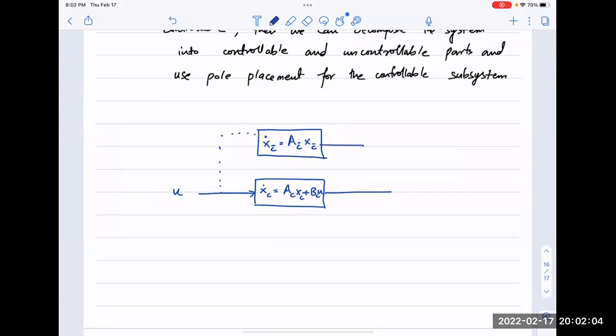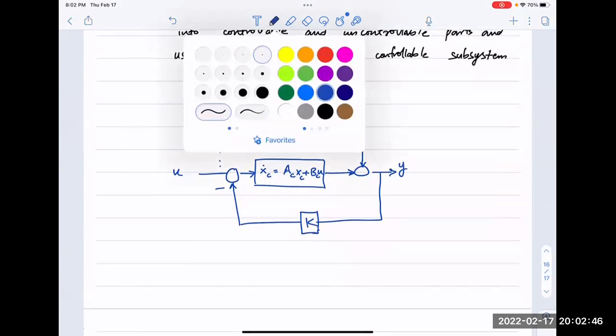There still can be an output depending on these two parts, and basically what you can do is design a K here, which can be fed back. Hopefully if the uncontrollable subsystem is stable, then you can play around with the controllable part only, for various reasons, as we've earlier talked about.